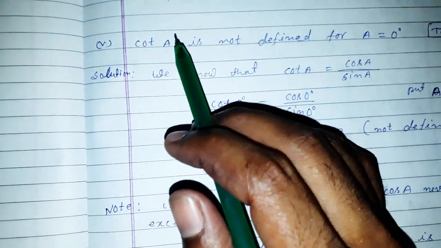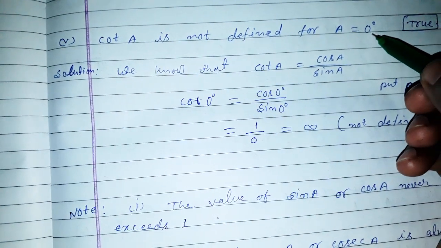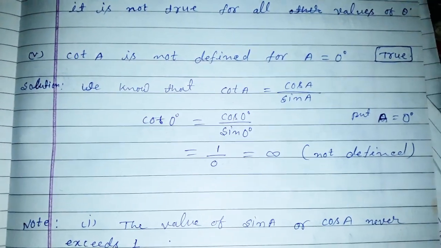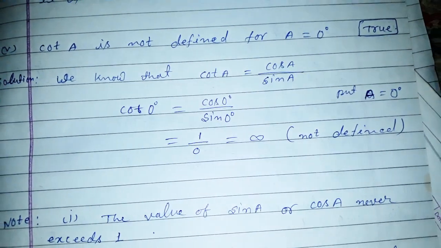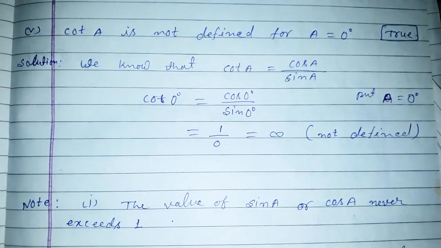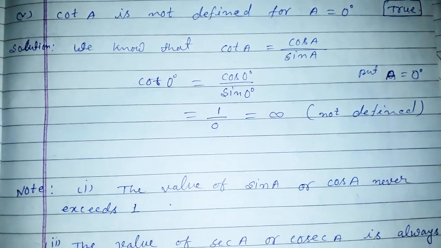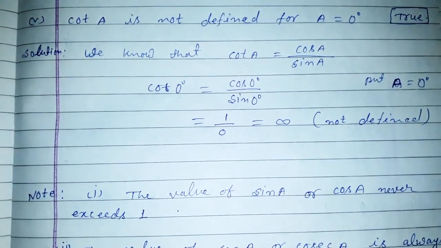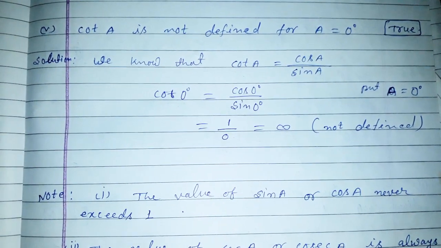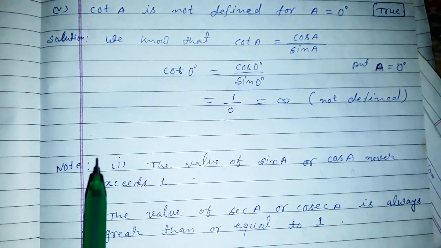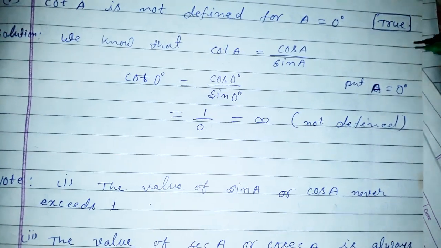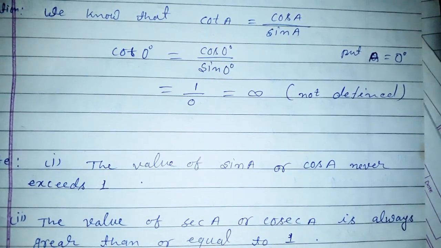So fifth, cot A is not defined for A equal to 0. This was also proved in the previous class, means previous lecture. If you haven't seen the previous lecture, please see it. All values were described there: sin 30, cos 30, tan 30, 0, 90, and so on. This formula we will also study in the next lecture.